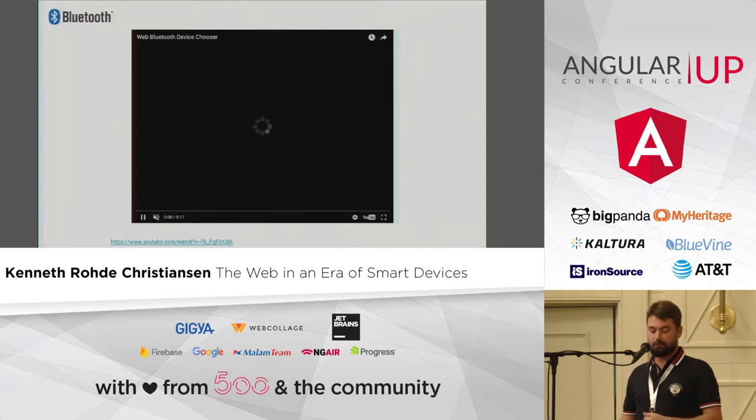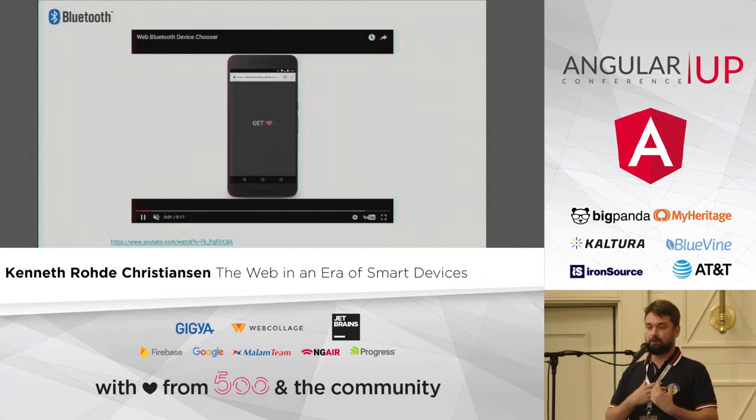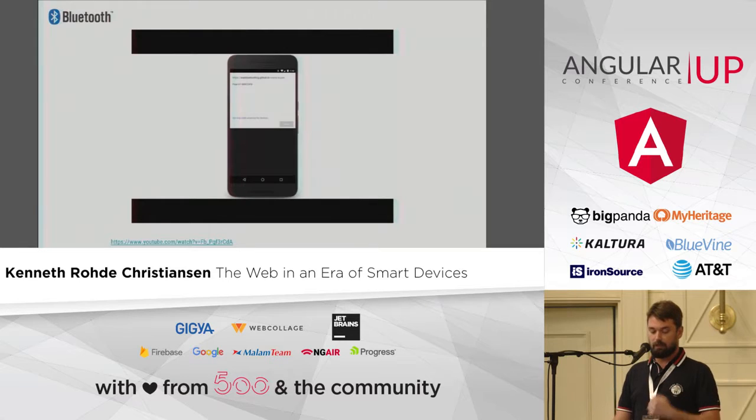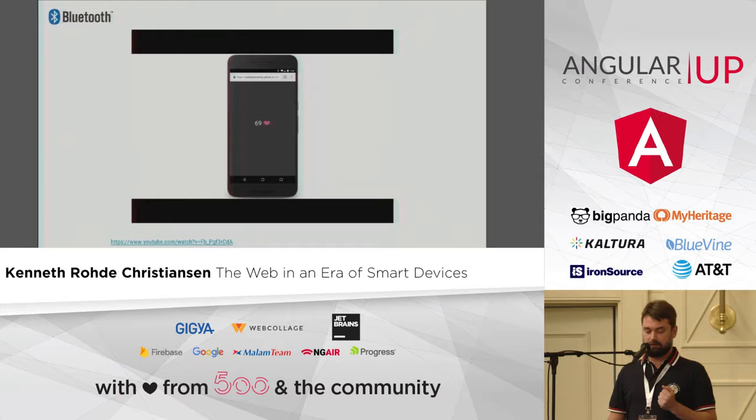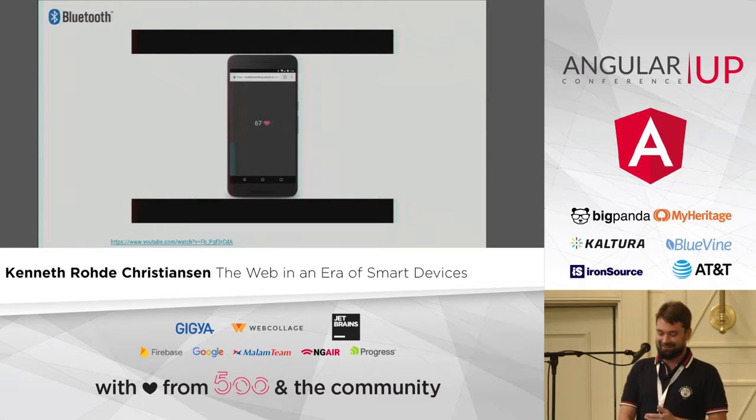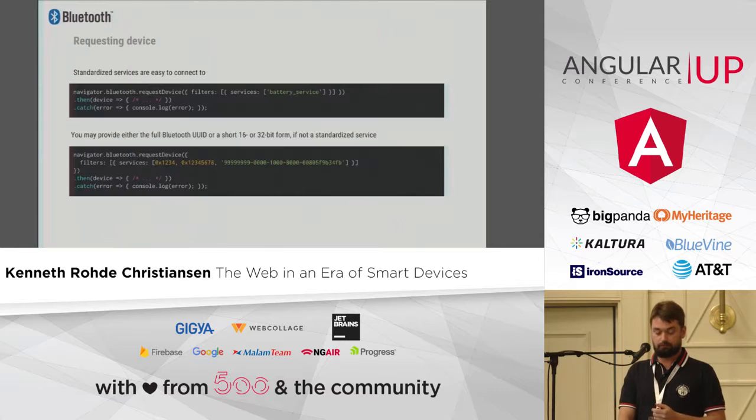So it looks like this. Here I'm connecting to a Polar heart rate belt. I click on the screen, it shows a dialogue, I can select my device, and click pair, and there you go. It can measure my heart rate. See, this is not live, but it works pretty well. It's super cool and super easy to use.